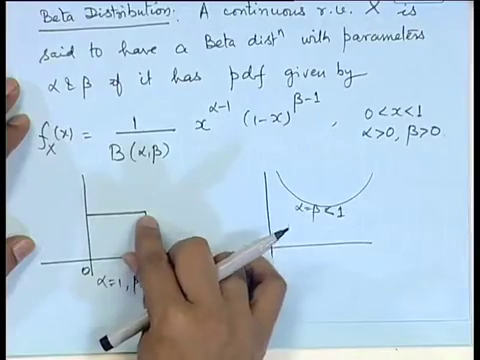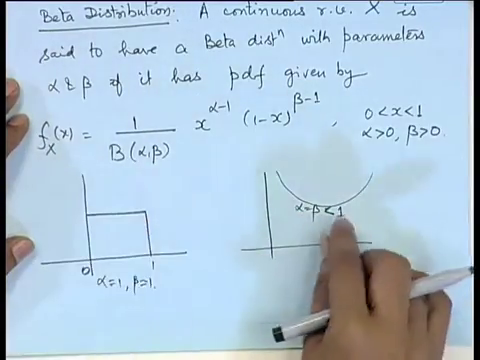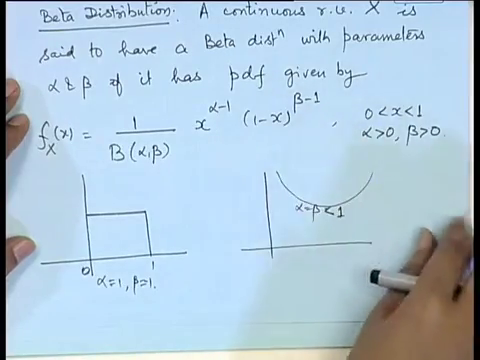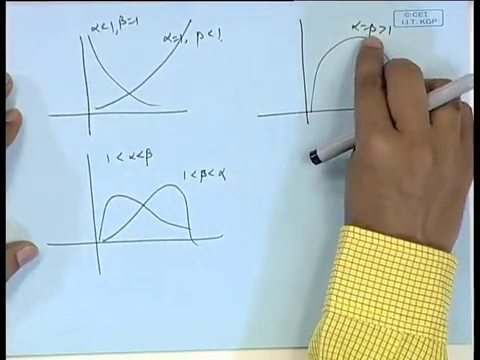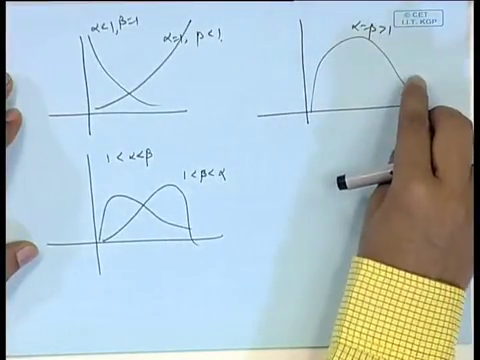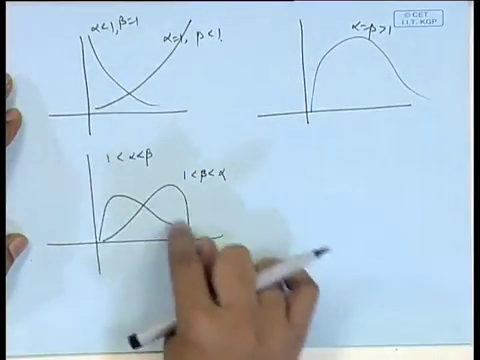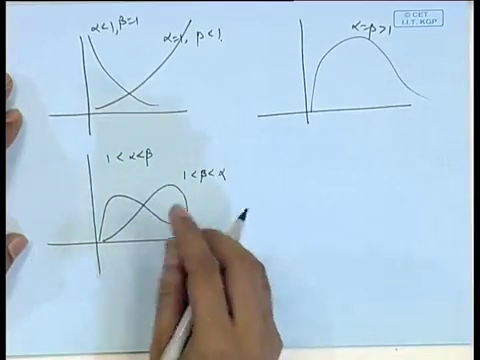If you are having alpha, beta equal to 1, which is reducing it to uniform distribution, which is a symmetric distribution. If we have alpha is equal to beta, but less than 1, then it is having a convex shape. If we are having alpha and beta equal, but greater than 1, then it is having a concave shape. It may be positively skewed or negatively skewed depending upon various combinations of alpha and beta values.